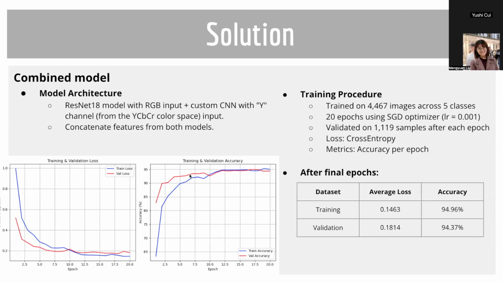The training procedure is pretty much similar to the previous two models, but for this model, we only trained 20 epochs. After the final epoch, the accuracy reached over 94% on the validation dataset. Next slide, please.